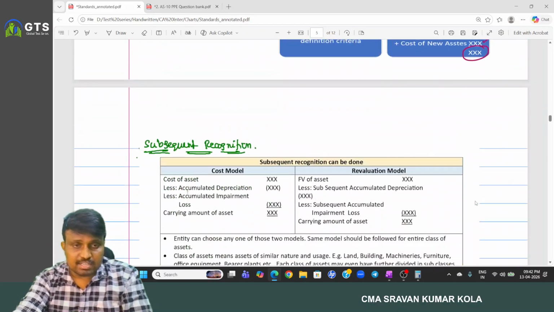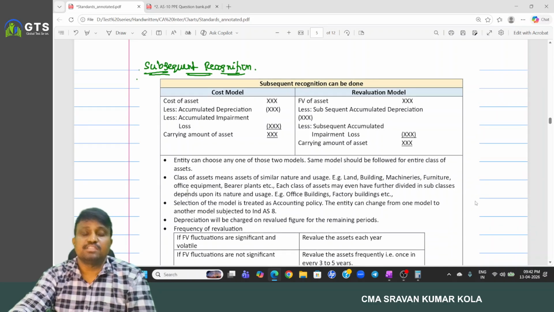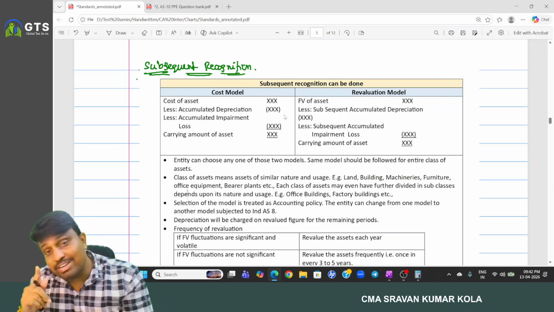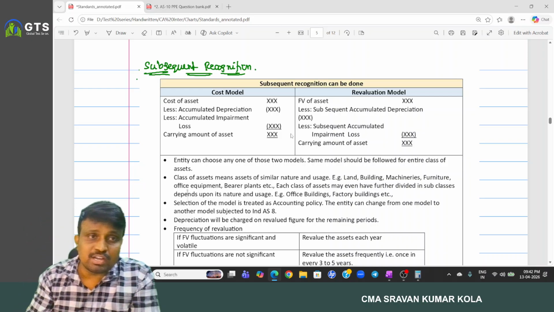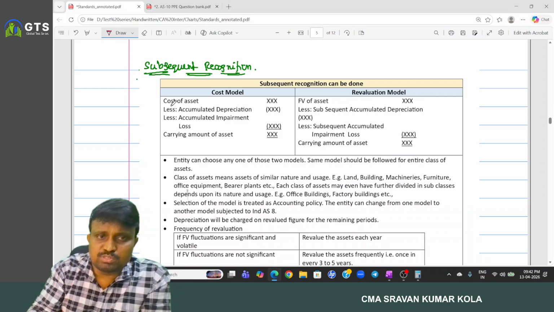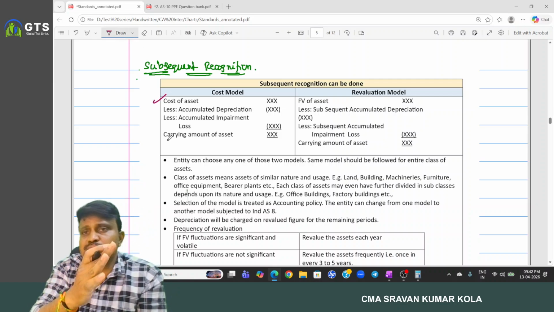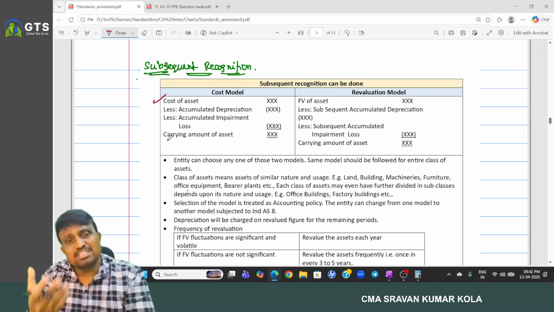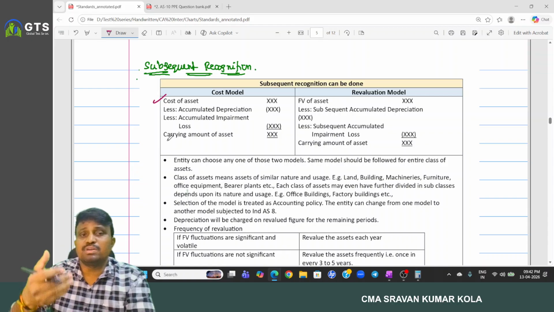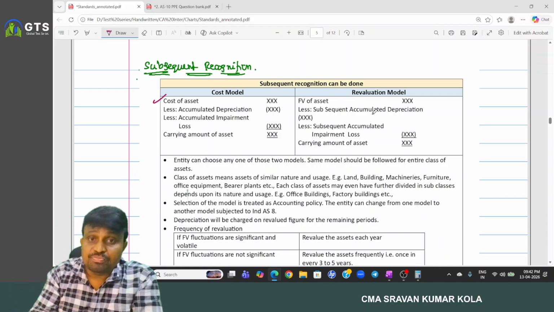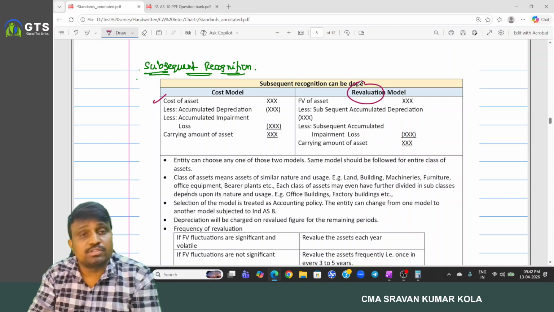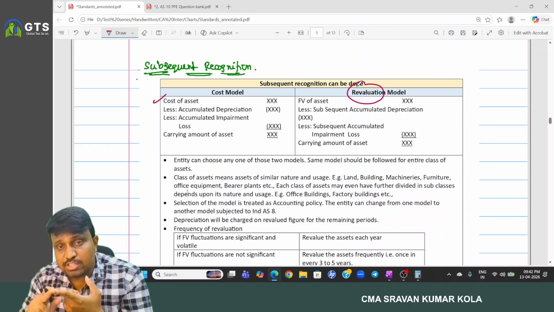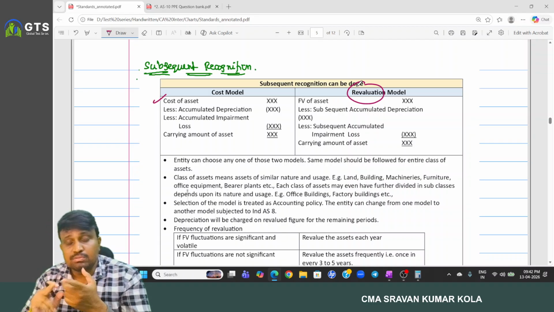Next one, subsequent recognition. I already told you that in case of subsequent recognition, we have two models: one is the cost model, another one is the revaluation model. In the cost model, simply the cost of the asset minus accumulated depreciation, if any, is the book value. And if we have any impairment loss, that impairment loss is also required to be reduced. But in case of the revaluation model, remember, what do we do?